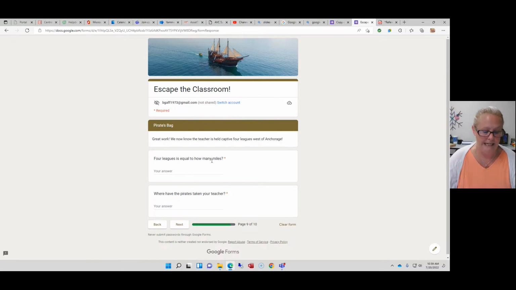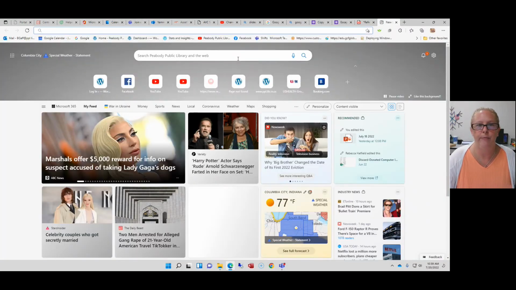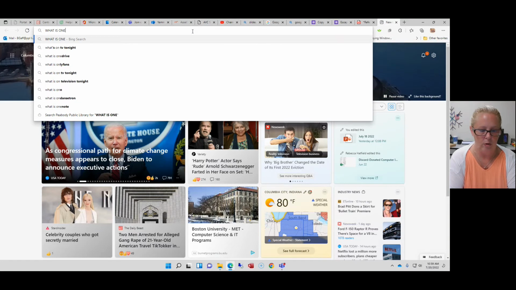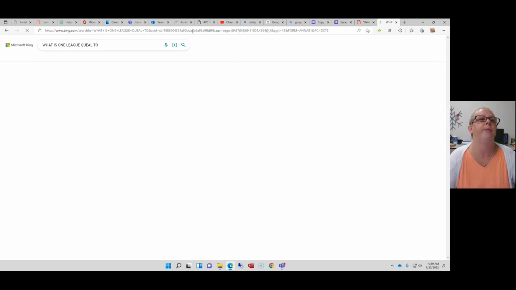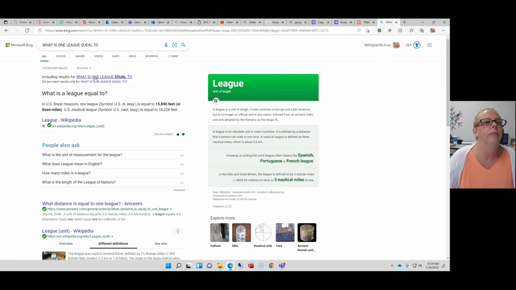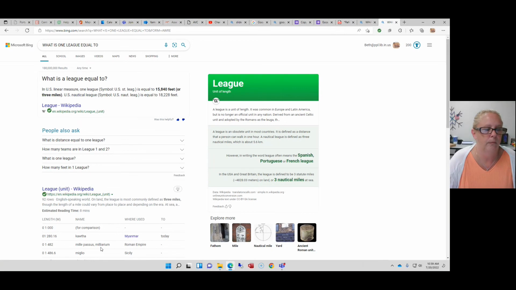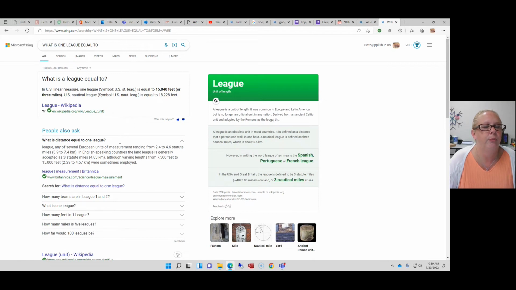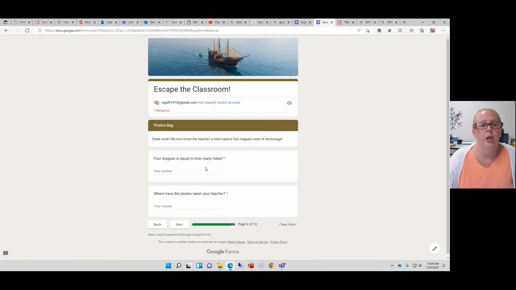Four leagues is equal to how many miles? Well, in order to determine that, you have to know what one league is equal to. So one thing we could do is come on here and look up what one league is equal to. Two point four. Okay, so we're going to do a middle, and we'll do a three. So if she's four leagues, that would be 12 miles, right? Because 4 times 3 is 12.